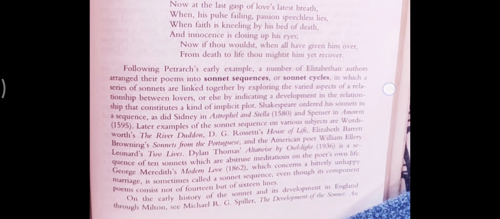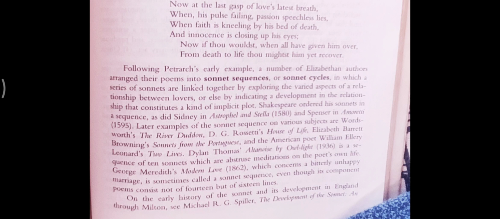Following Petrarch's early example, a number of Elizabethan authors arranged their poems in sonnet sequences, and as we have seen, Philip Sidney, Edmund Spenser, and William Shakespeare contributed to the sonnet sequences. It means they continuously wrote sonnet after sonnet. So, Shakespeare ordered his sonnets in a sequence, and that forms the sonnet sequence. Philip Sidney also wrote Astrophel and Stella, and Spenser's Amoretti is an example of a sonnet sequence.